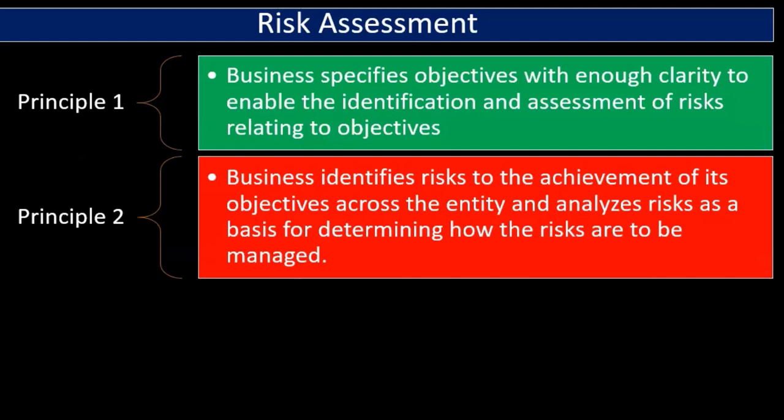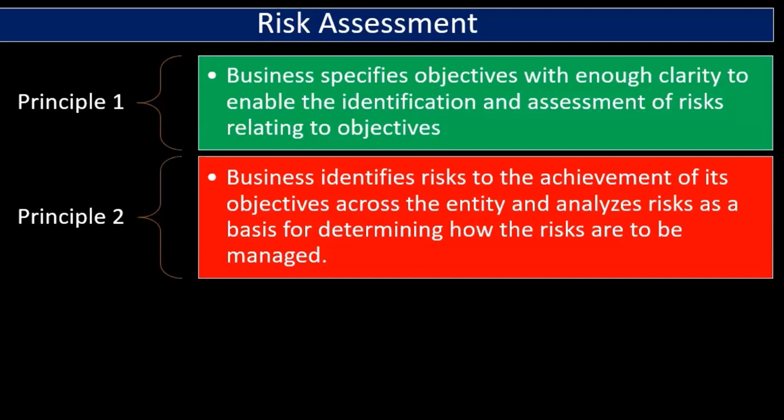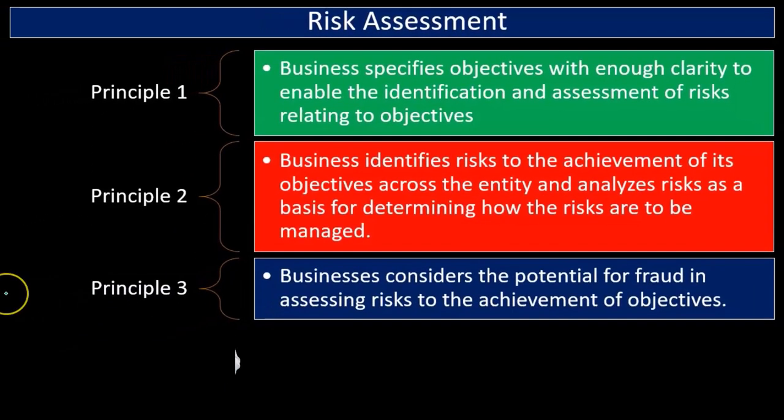Principle number two, business identifies risks to the achievement of its objectives across the entity and analyzes risks as a basis for determining how the risks are to be managed. Once we understand what the risks are, we want to see them across the organization, and then we can come up with a plan, of course, to see how we want to deal with those risks. How can we mitigate those risks?